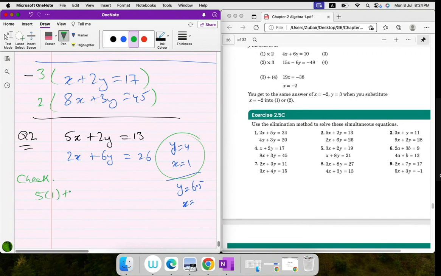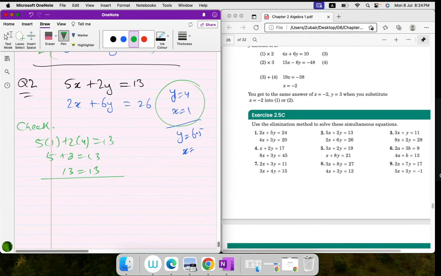5 into 1 plus 2 into 4 equals 13. That is 5 plus 8, 13 equals 13. First equation. Now check with second. 2x plus 6y equals 26. 2 into 1 plus 6 into 4 is equal to 26. This is 2, 6 4 times 24. So 26 equals 26. This is correct.